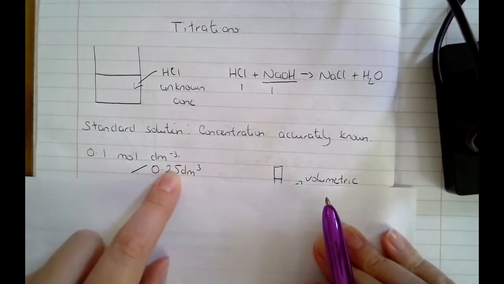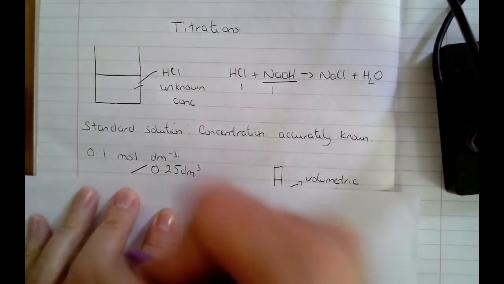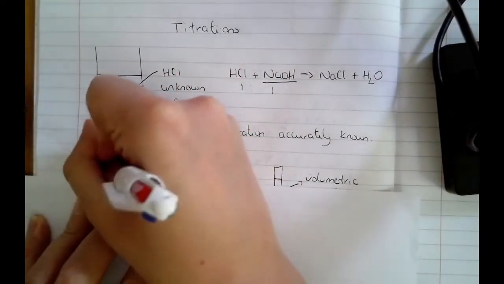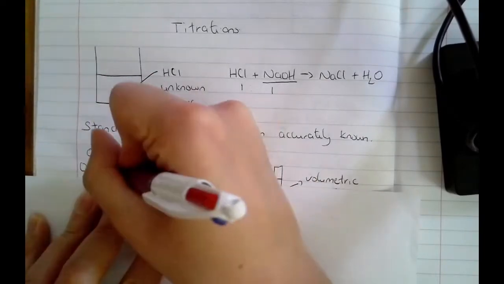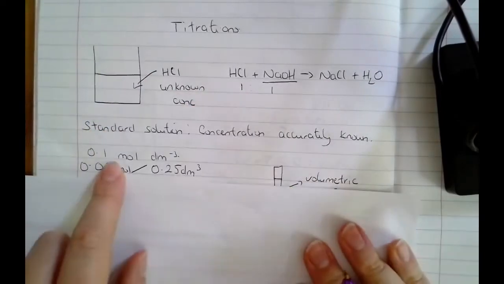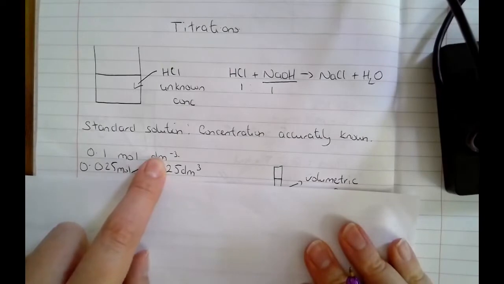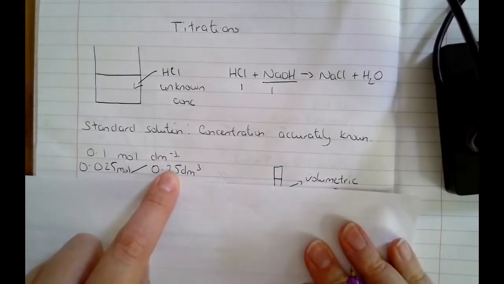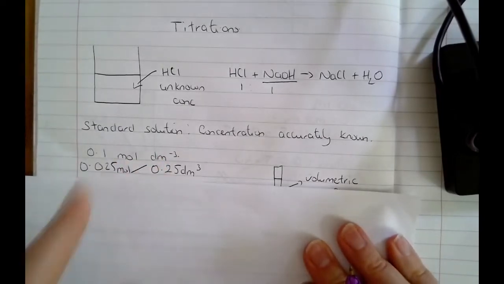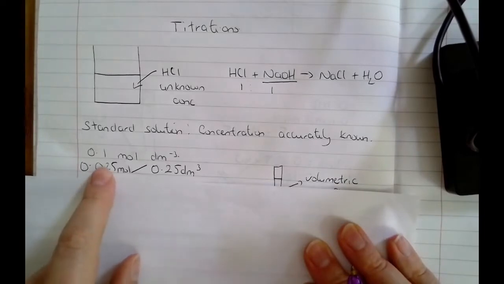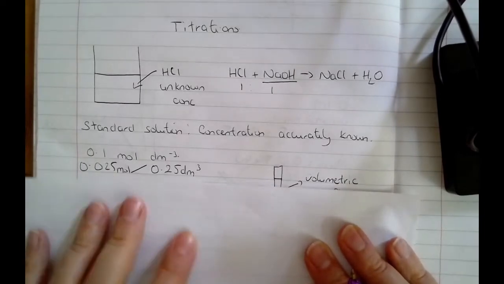So if I'm making up a solution with the volume a quarter of the size, that means I'm going to be only adding a quarter of the number of moles. So I'd want that number of moles if I had a full decimeter cubed, but when I only have a quarter of a decimeter cubed, I'm going to have a quarter of the number of moles. So now I know how many moles I want to add. I need to work out the mass.